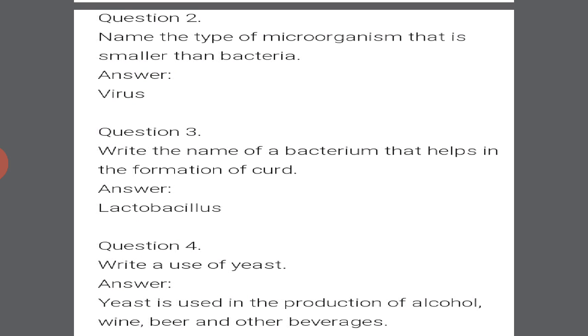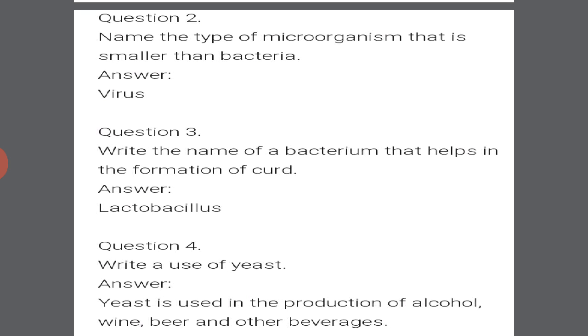Name the type of microorganism that is smaller than bacteria. The answer is virus. Virus is smaller in size than bacteria also. This is the surprising fact about virus. Okay, so the next question is question number 3.